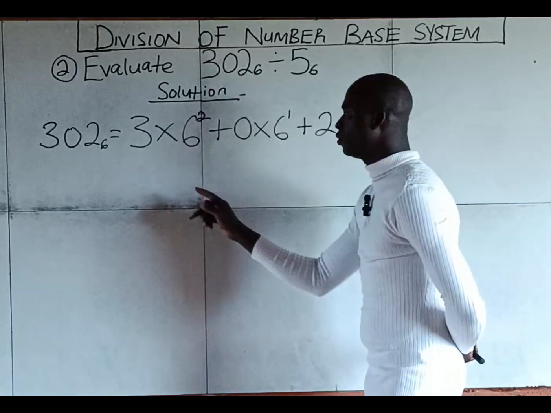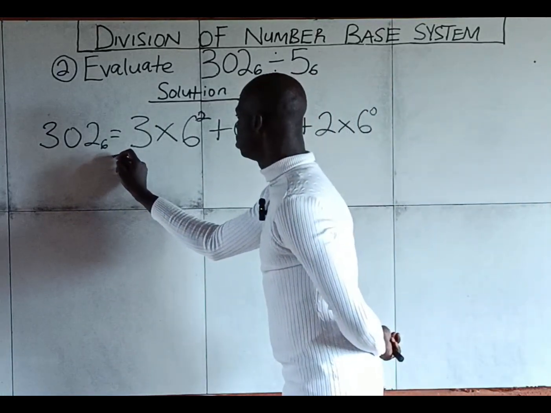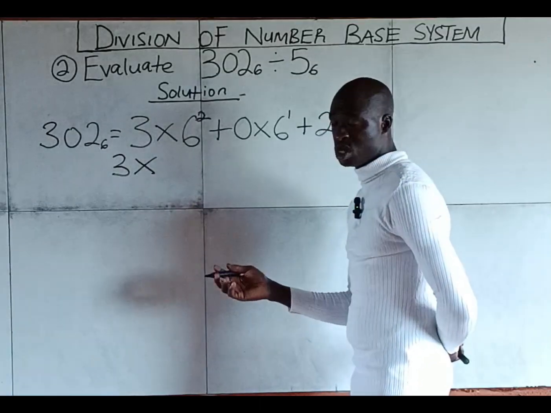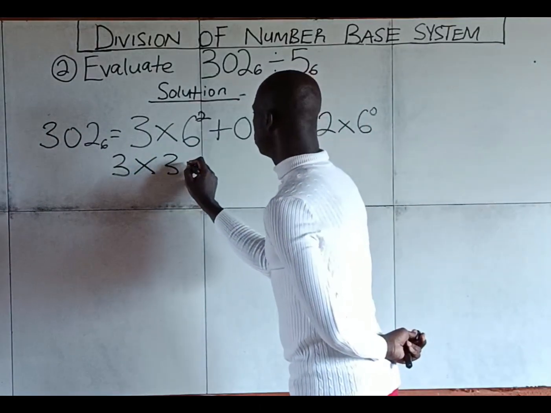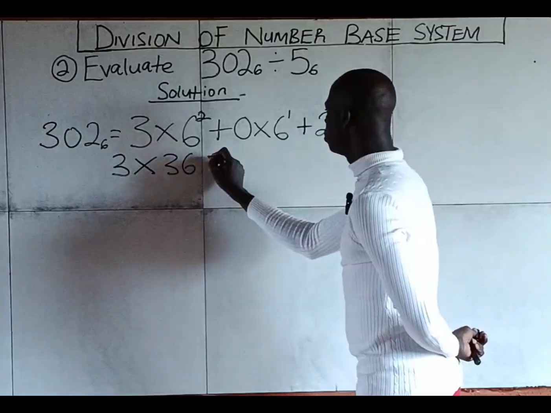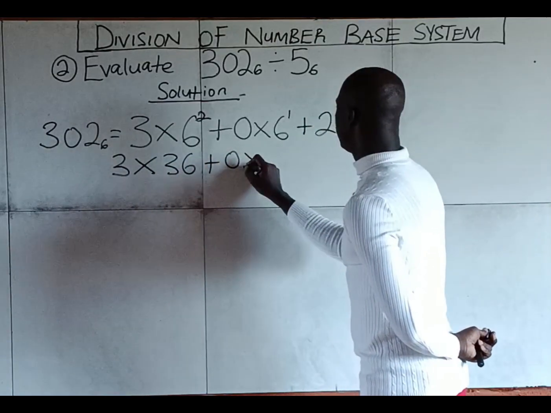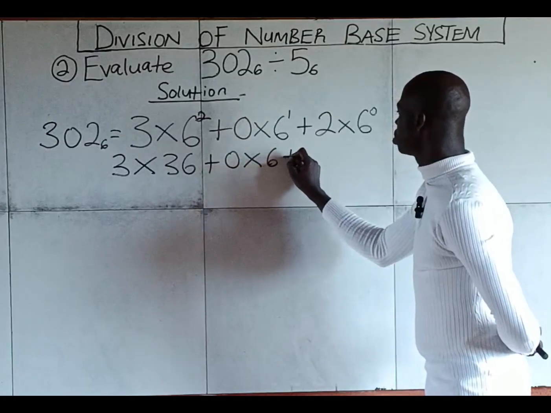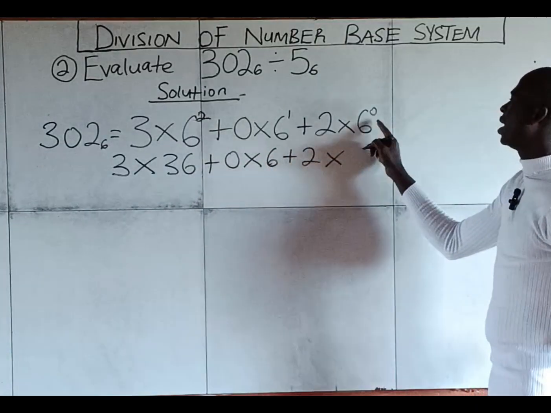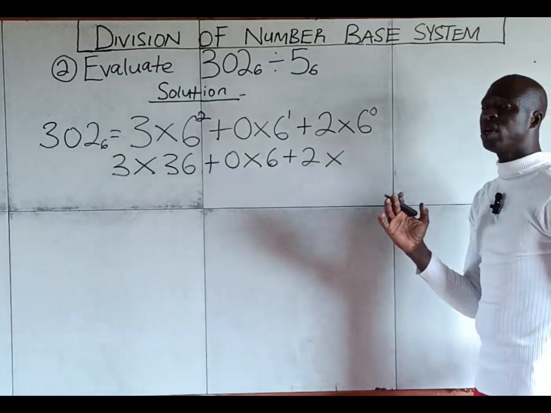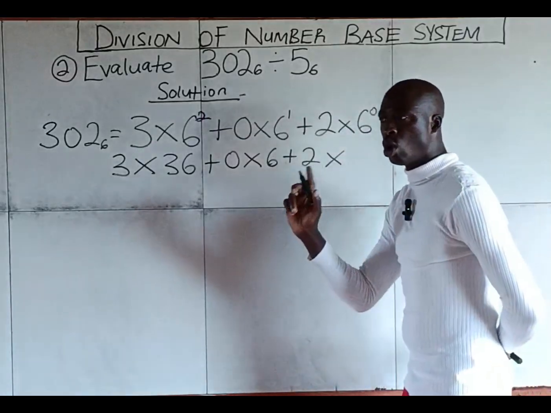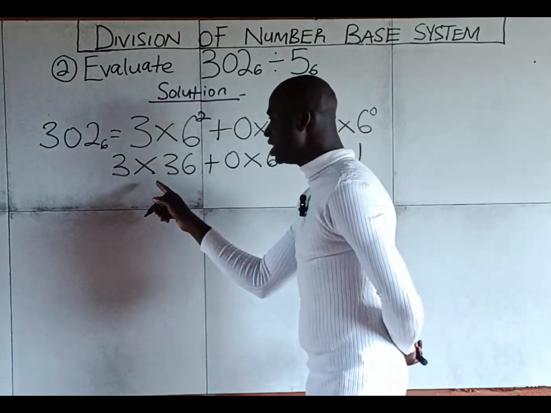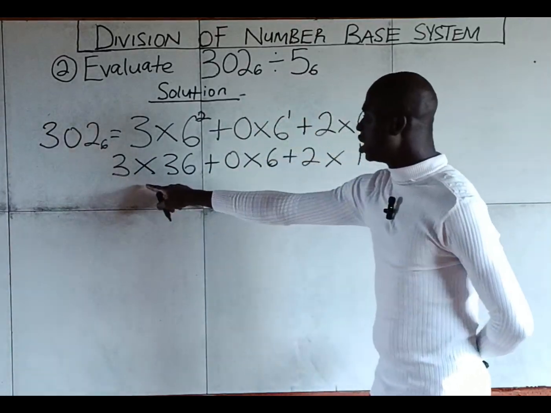At the end of the day, you're going to simplify further. Here becomes 3 multiplied by 6 raised to the power of 2, which is 36. So here becomes 3 multiplied by 36 plus 0 multiplied by 6 raised to the power of 1, which is 6, plus 2 multiplied by, in mathematics, any number raised to the power of 0 is always 1. So here becomes 1.